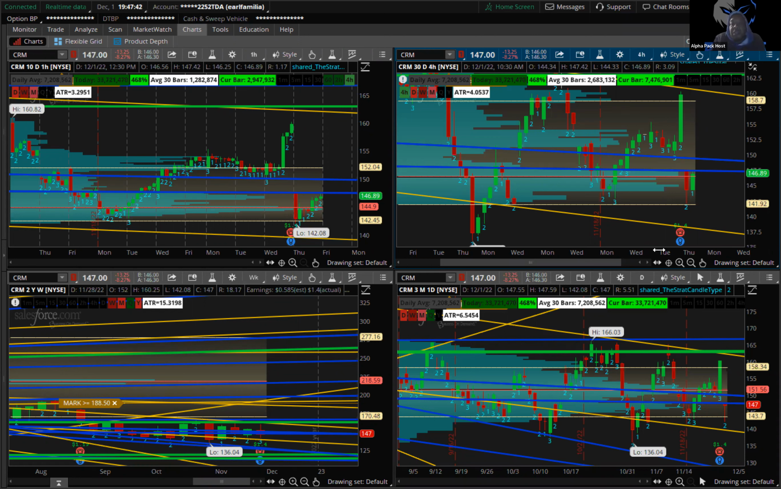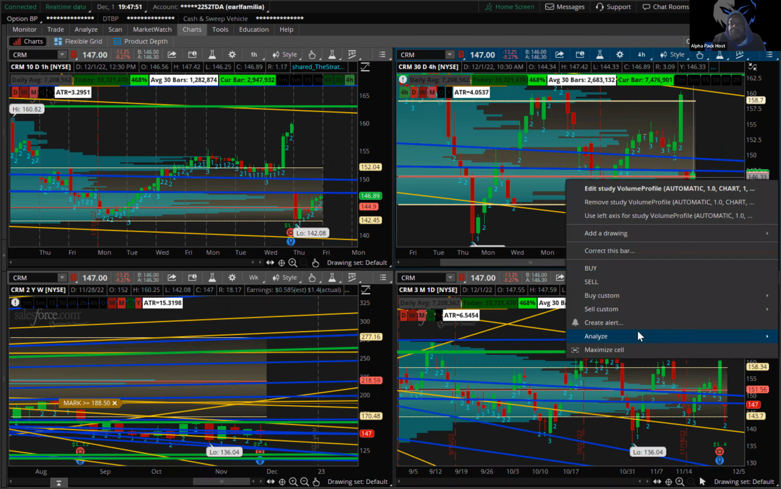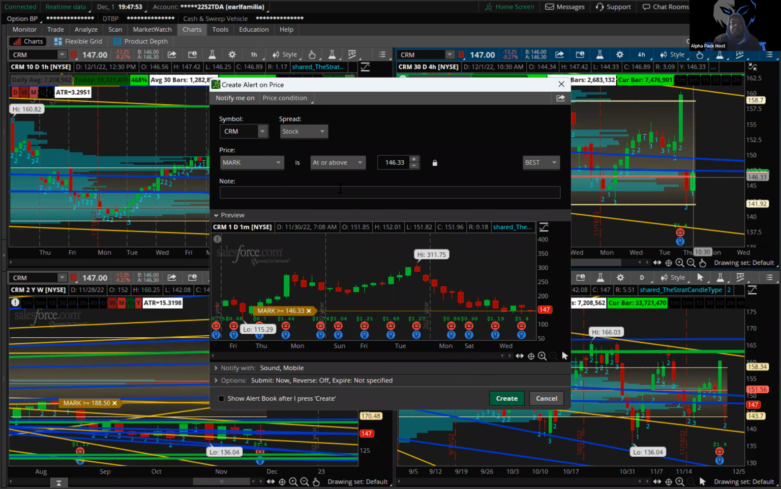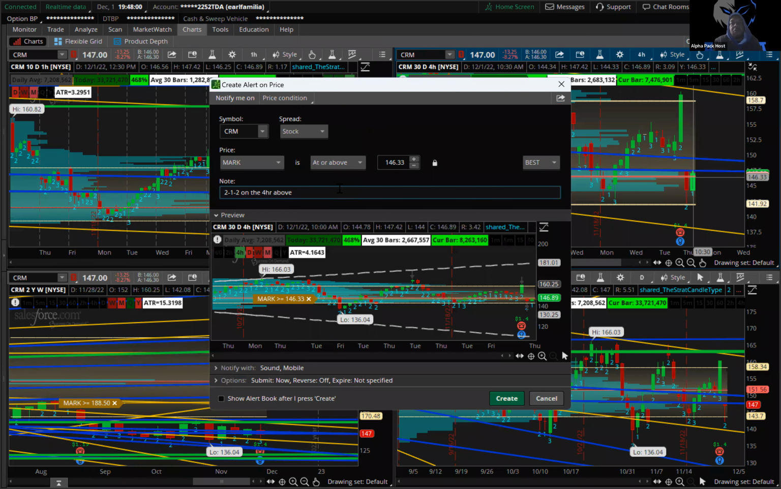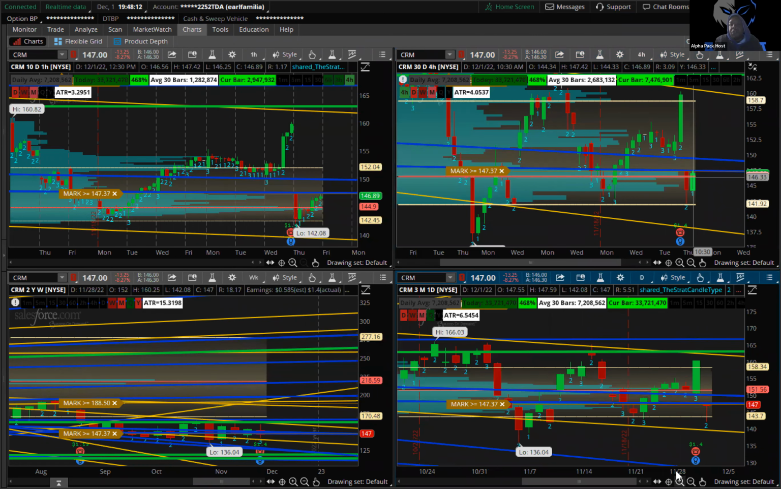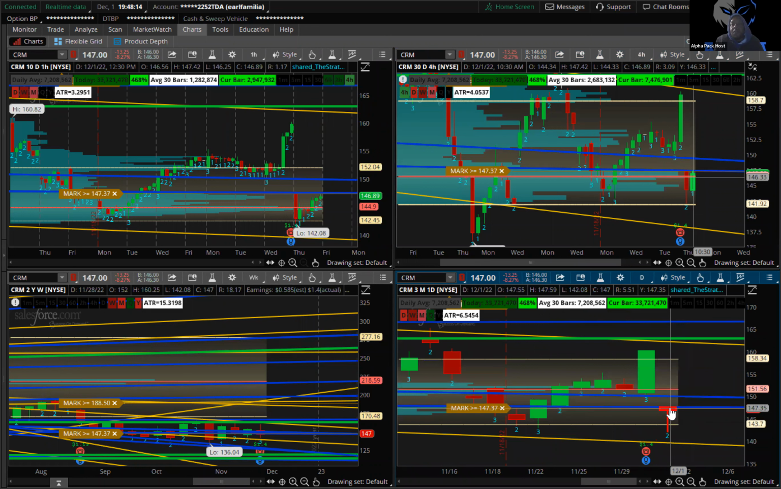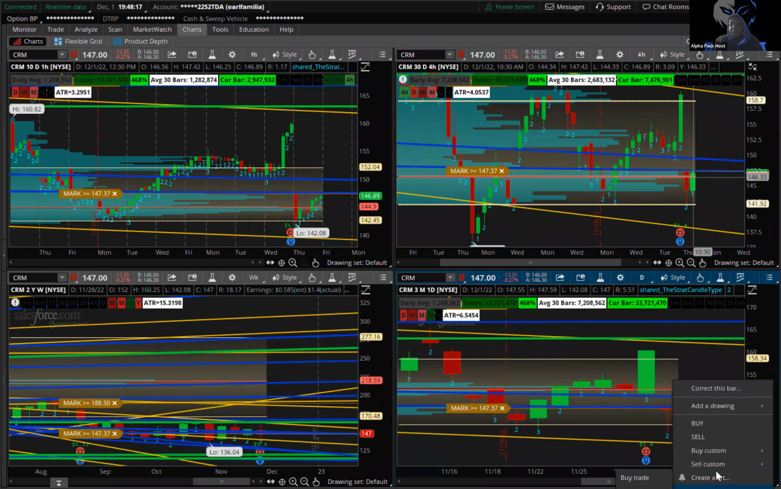I'm gonna put an alert in there. We have an entry on the 4 hour. We got a 212 above 147.42. And we have a 322 on the day potentially here above 147.59. Uh-oh.